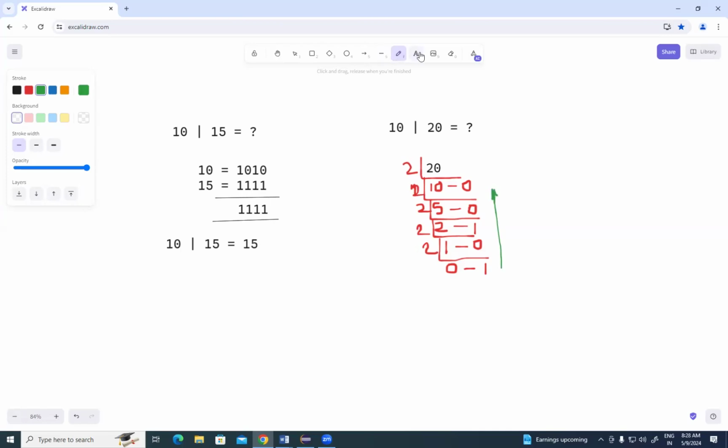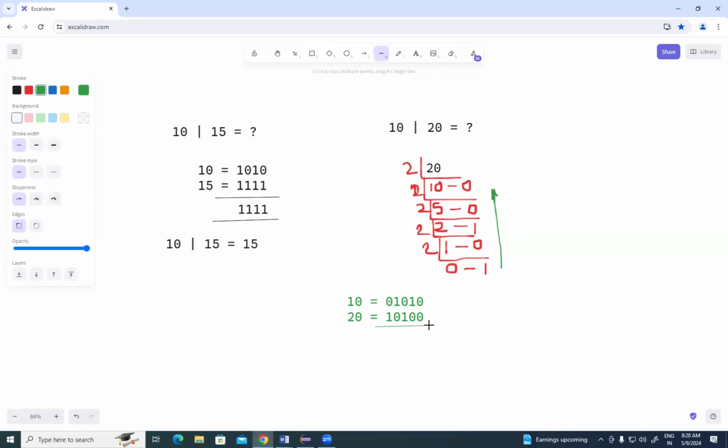Okay. Tell me, guys, what is the 10 equivalent? 1 0 1 0. Am I right? What is the 20 equivalent? 1 0 1 double 0. Tell me the result here.